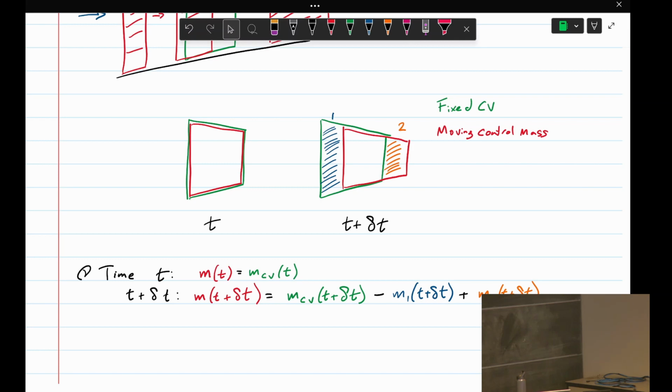Do you have a question? I was just curious, if it's a fixed CV, how can the mass be a function of a change in time? So a fixed CV is like an Eulerian point of view. So you can have an unsteady Eulerian flow field, right? And this problem would probably be steady, but that's basically going to go away. But you can have an unsteady Eulerian flow field, right? Any other questions? Okay.